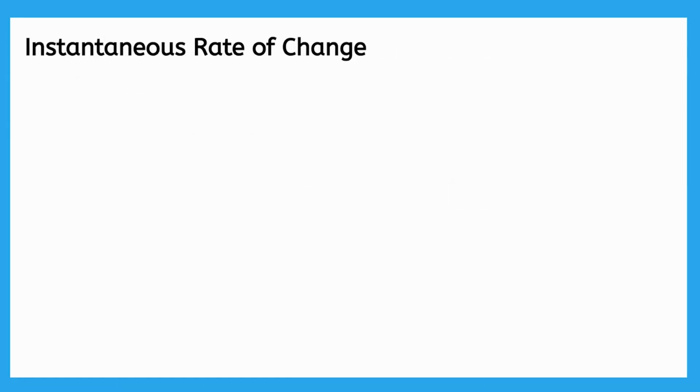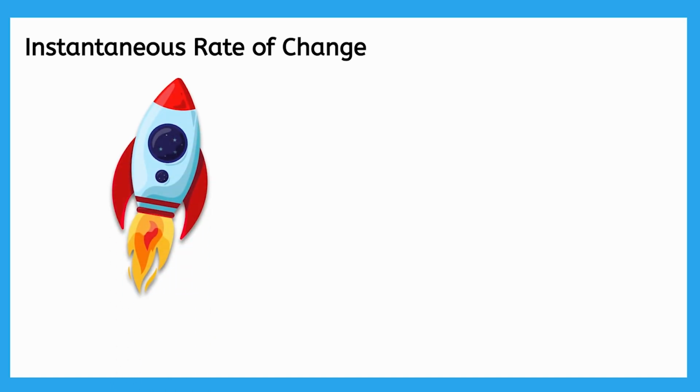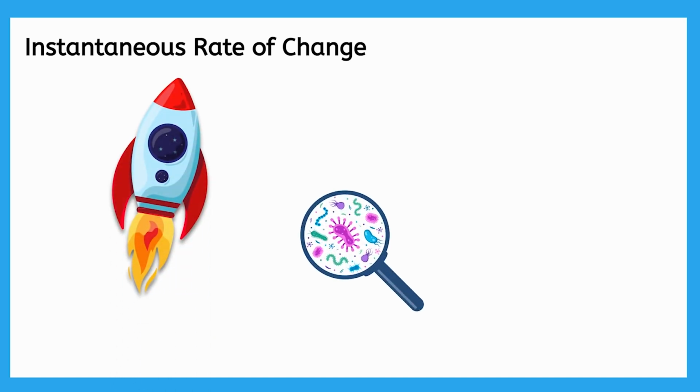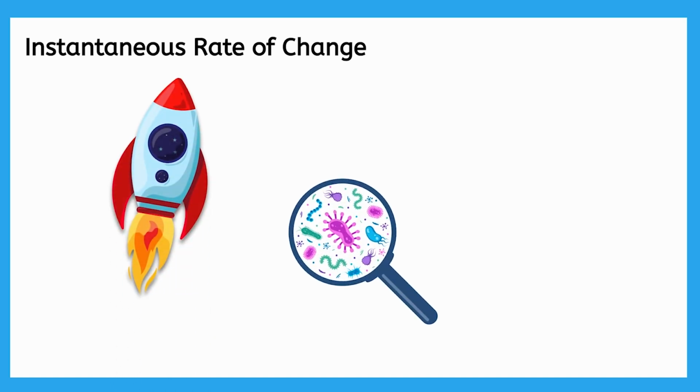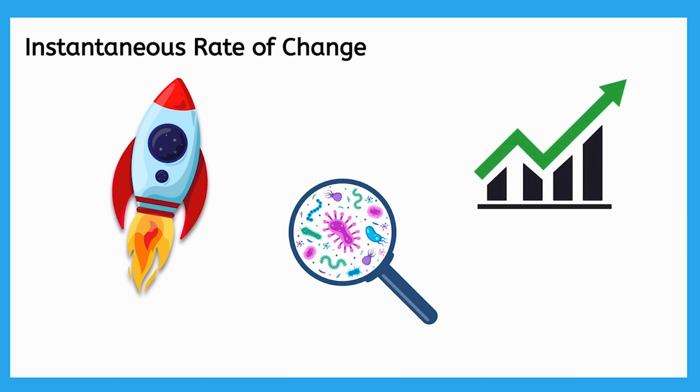Derivatives can be used to find the instantaneous rate of change of basically any real-life scenario. We can find how quickly objects are moving, how quickly a population is growing or decaying, or how well a company is doing. Derivatives are used for all sorts of things.